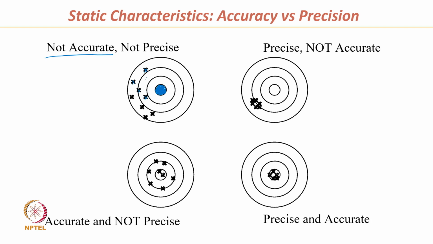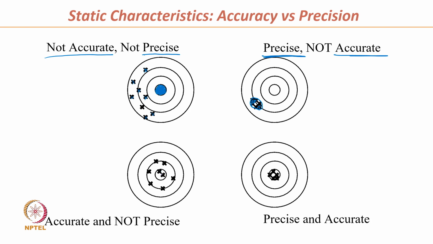However, if we see all these marks, they are not confined very close to each other. It means this is not even precise. However, in this case, all these hit marks are in a very close range, though they are not at the true value. It means this is precise. Precise means the output is very much confined, but not accurate, which is not equal to the true value of measurement.